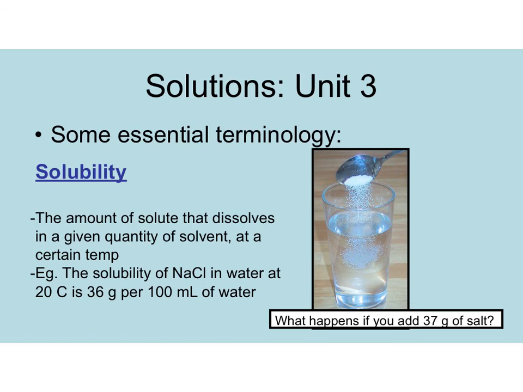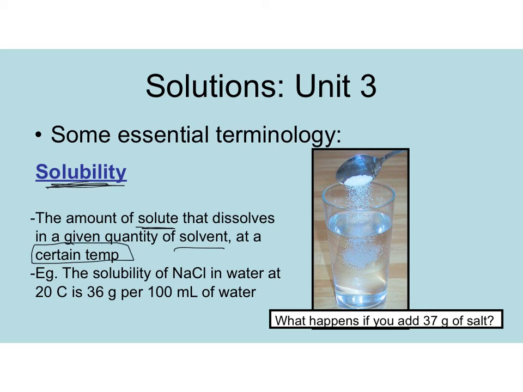Now, the next term is solubility. So what does it mean when we're talking about the solubility of something? Well, when we use the term solubility, we're basically talking about how much solute, like how much salt or how much sugar, dissolves in a given quantity of solvent. Like how much sugar can I put into water? How much salt can I put into water? Okay. Now, this always depends on a certain temperature.